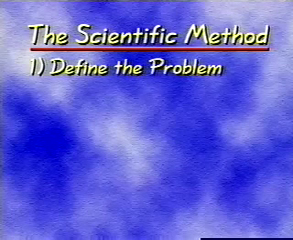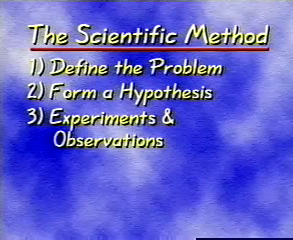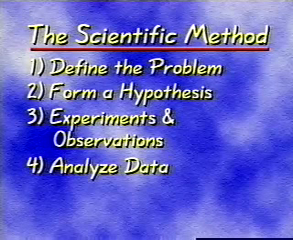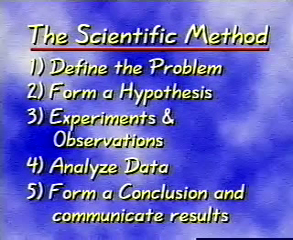Science is based on observable, measurable evidence. To get at the evidence, scientists use what is called the scientific method, which is a series of steps that help them think and work in a rational, systematic, and error-minimizing way. The steps usually followed are: 1. Define a problem. 2. Form a hypothesis. 3. Carry out experiments or observations. 4. Analyze data. And 5. Form a conclusion and communicate results.